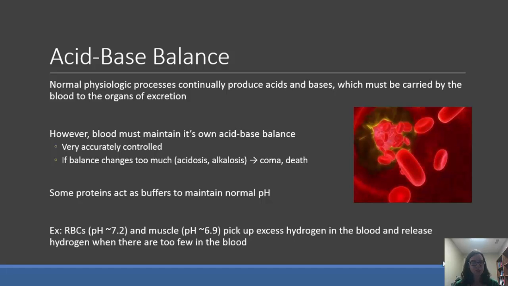Some examples of this would be proteins that we find in red blood cells or in muscles that are able to pick up excess hydrogen from the blood if we have too many acids in our blood, and able to release this hydrogen when our blood is tipping towards a little bit more basic.